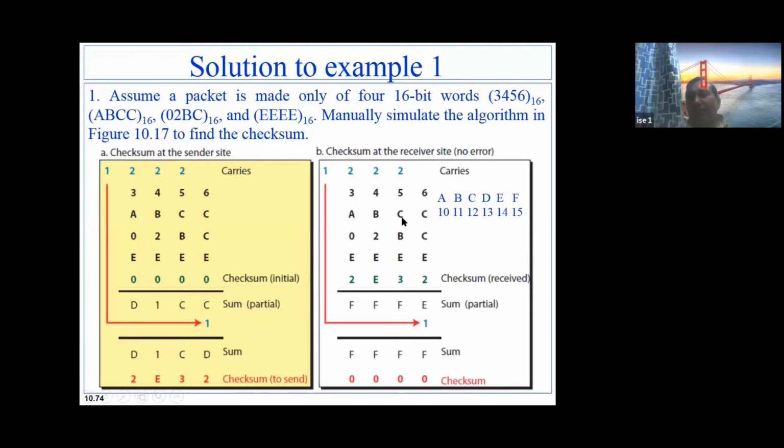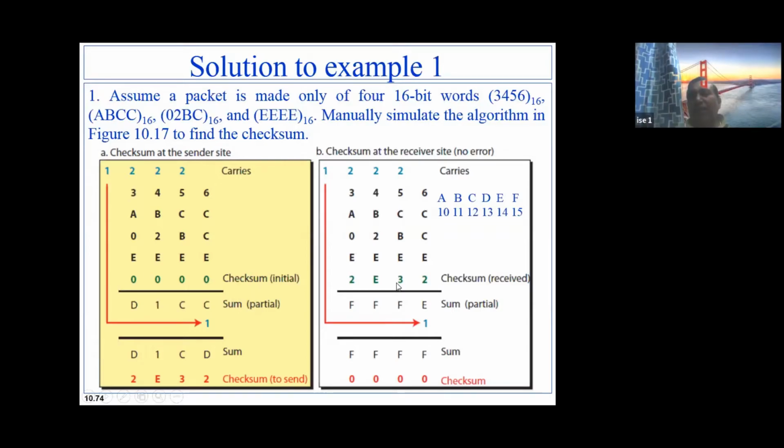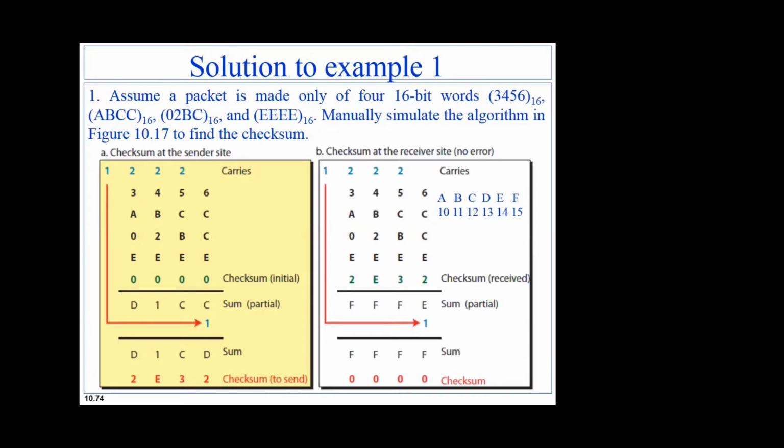So 7 plus 12, 19 plus 11, 30. 30, 44 plus 3. 44 plus 3, how much? 47. So divided by 16, 15, 2.